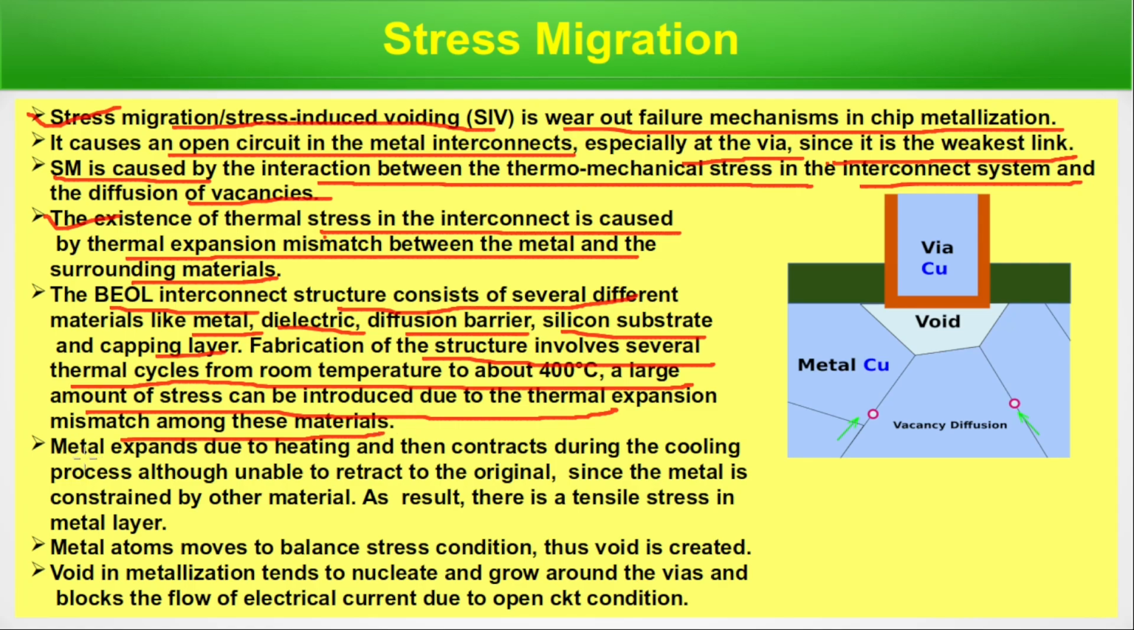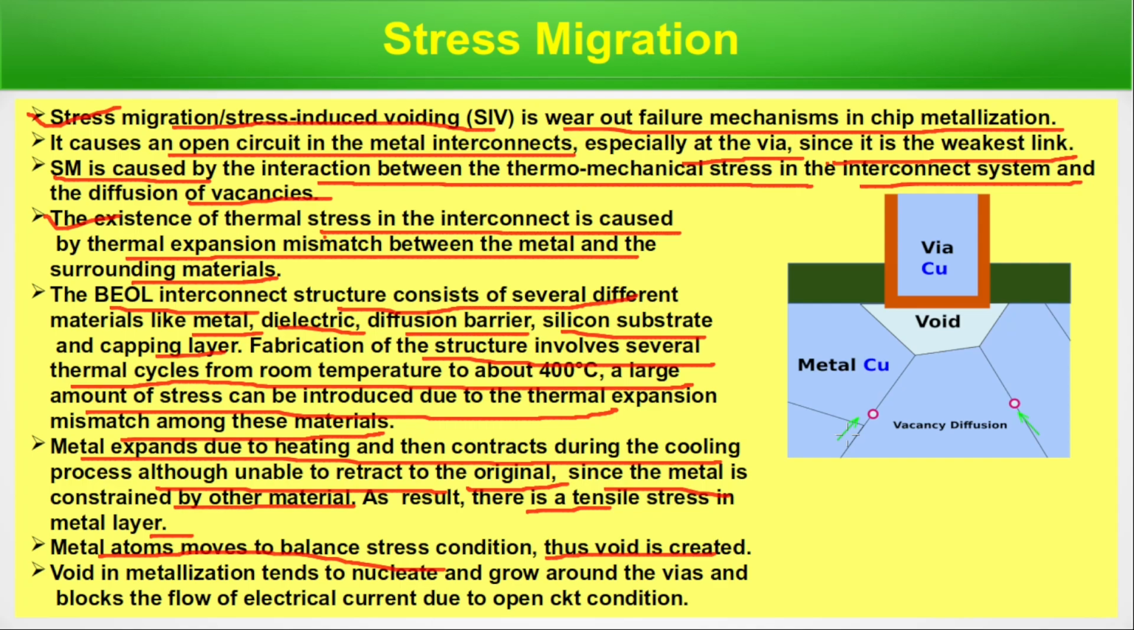Now, metal expands due to heating and then contracts during the cooling process, although it is unable to retract to the original size since the metal is constrained by the other materials. As a result, there is a tensile stress in the metal layer. Now, metal atoms move to balance the stress condition, and thus a void is created. When this metal cools down after high thermal cycles, it doesn't get back to its original situation because the metal is now surrounded by other materials also.